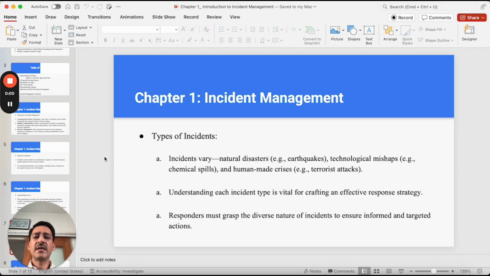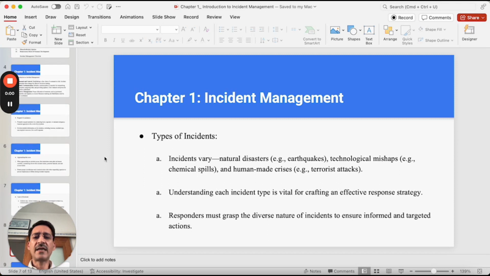Types of incidents. Incidents vary. Natural disasters, for example earthquakes; technology mishaps, for example chemical spills; and human-made crises, for example terrorist attacks. Understanding each incident type is vital for crafting an effective response strategy. Responders must grasp the diverse nature of incidents to ensure informed and targeted actions.